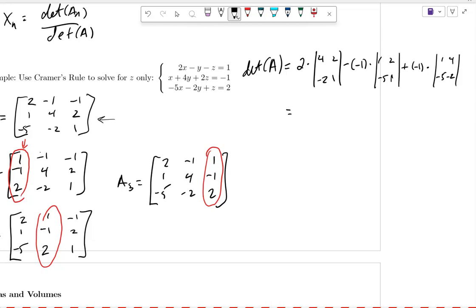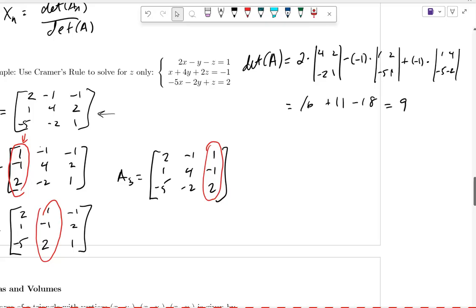Let's see. 4 plus 4 is 8 times 2 is 16. 1 plus 10 is 11, times a 1. And then negative 2 plus 20 is 18, but it'll be a negative. So we get 9, if I did my arithmetic right. There aren't many good columns to expand along right here, columns or rows, so I just used the first one.